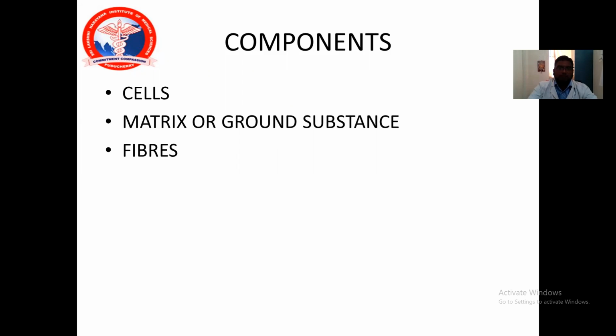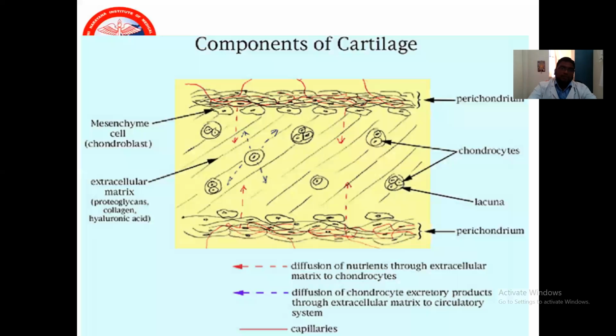The cells are made up of chondrocytes and chondroblasts, and the matrix is made up of ground substances. The ground substances are made up of proteins and carbohydrates. The carbohydrate is mainly glycosaminoglycan, and the proteins include chondroitin sulfate, keratan sulfate, and hyaluronic acid. These contribute to the formation of cartilage, and the core protein is aggrecan.